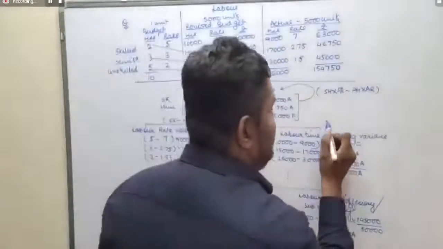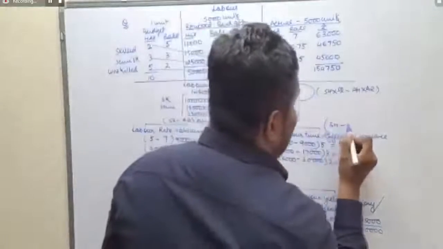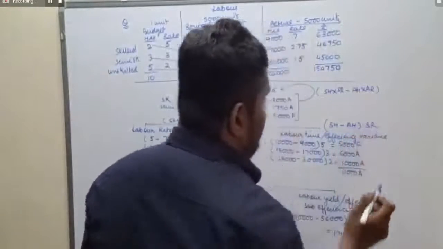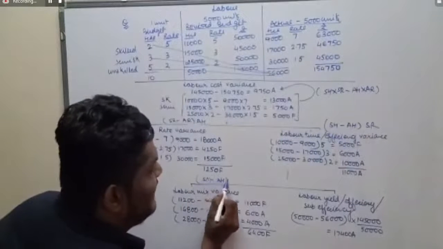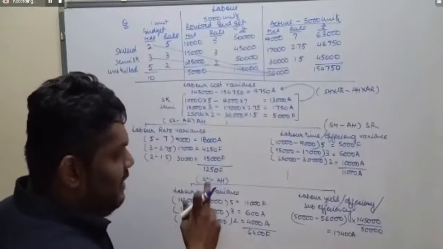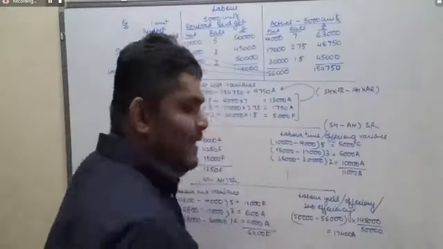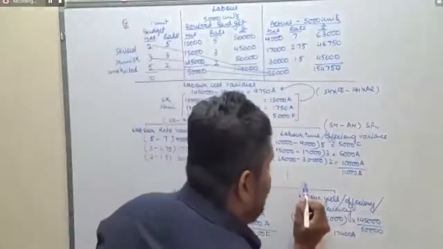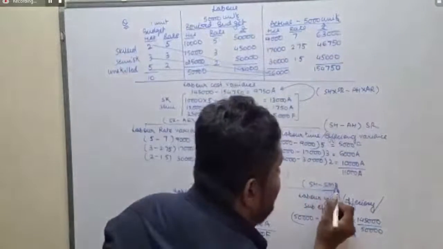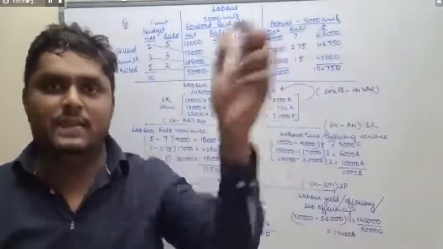For labor time and efficiency variance, it is standard hours. This much hours should we have actually used, but we used total 9,000 hours. That is the actual hours into standard rate. As far as mix variance is concerned, standard mix minus actual hours, that is, this should be the mix minus actually the hours that are worked, into standard rate. Labor yield variance also, it was standard quantity minus standard mix into standard price. So herein, standard hours minus standard mix into standard price. So this is all about labor variances.